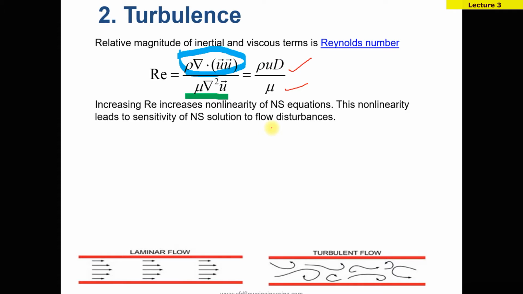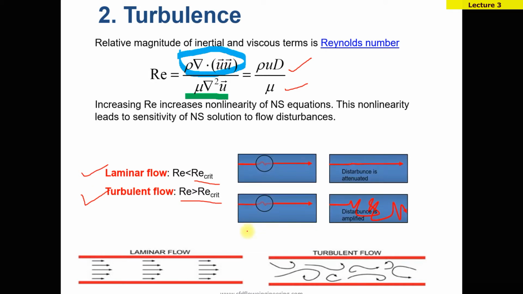With the increase in the inertia term, which is highly non-linear, it causes disturbance in the flow. When the Reynolds number is greater than the critical Reynolds number, then the flow is called turbulent flow. When we put dye in the fluid, then we can see this type of fluctuation.